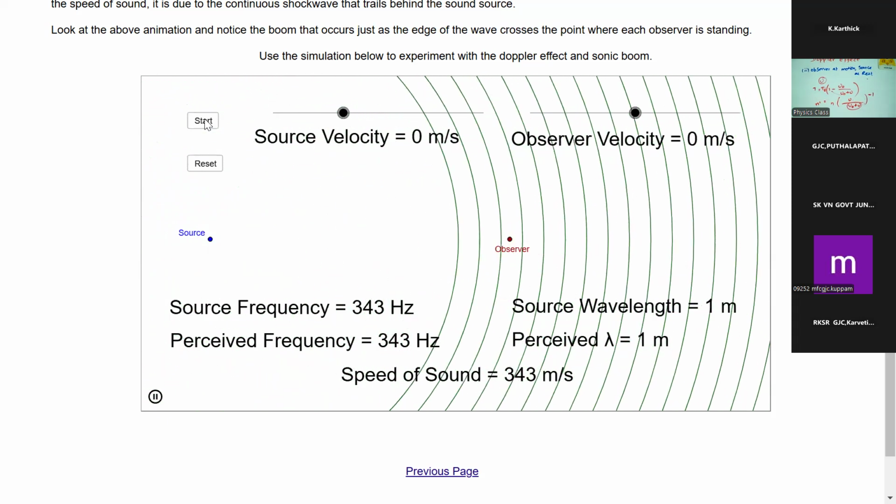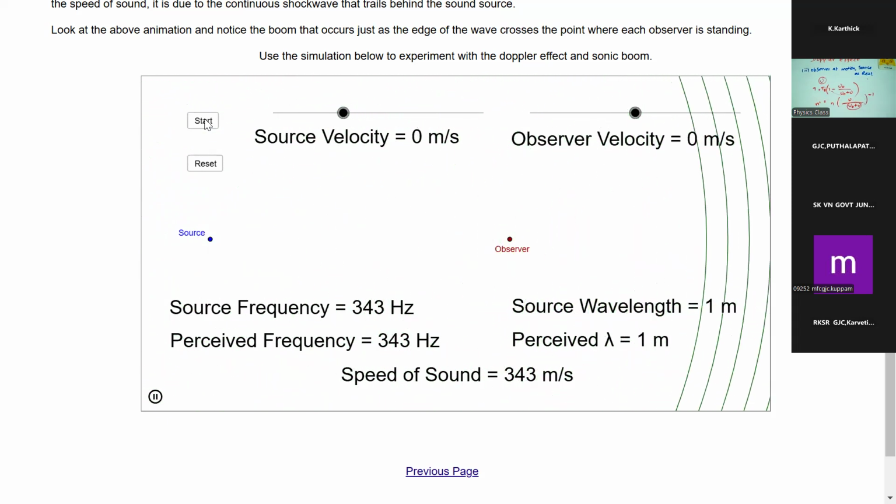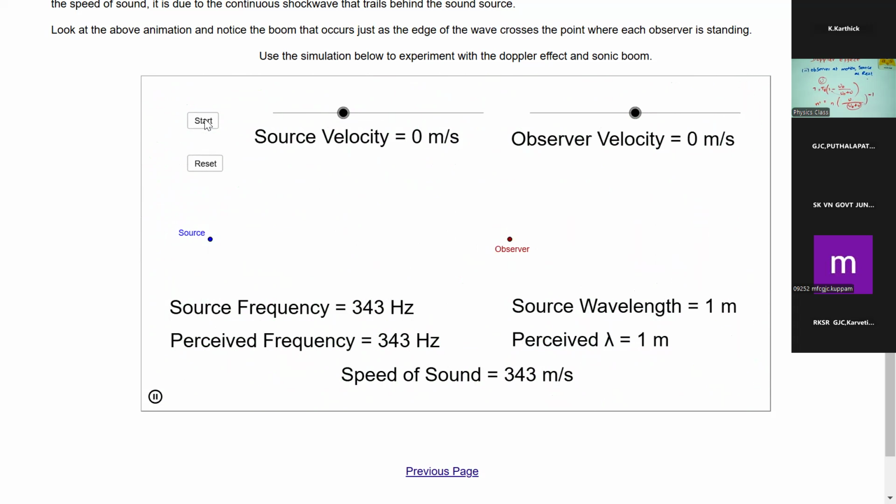And the speed of sound is 343. You already know the speed of sound in that medium is 343 meters per second at 20 degrees Celsius. Suppose the temperature changes, the speed of sound also changes. The source wavelength is 1 meter, but wavelength is not an important factor in our book. In terms of other board syllabi, wavelength is also included, but in our syllabus only frequency is the important factor. So, observer at rest, source at rest.